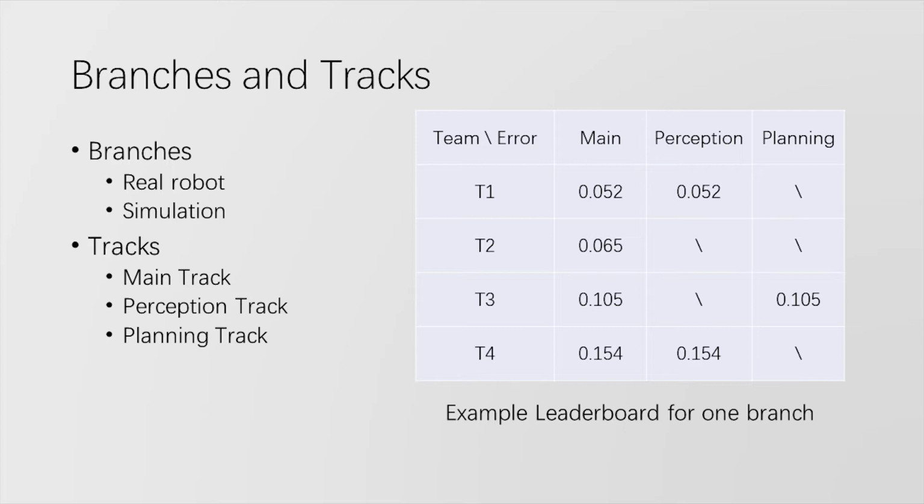For example, Team T1 takes part in the perception track and gets an error of 0.052, where the lower is better, and it will be introduced later. So it has both the score on the main track and on the perception track. T2 takes part in the main track, and T3 takes part in the planning track. T4 also takes part in the perception track. As we can see, T1 gets the best score and will be the winner.